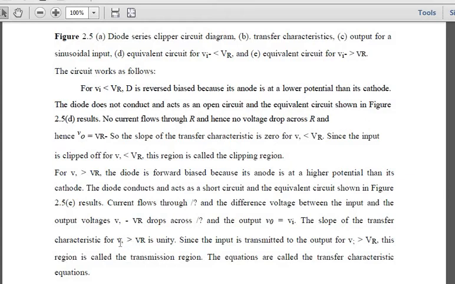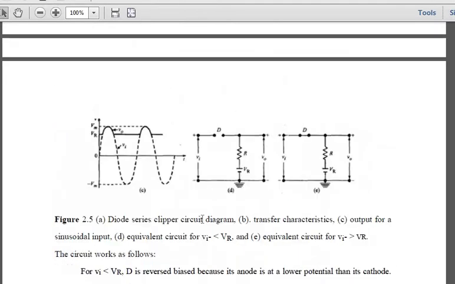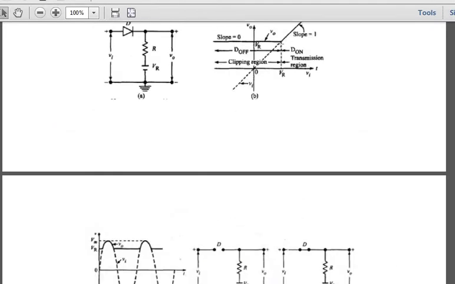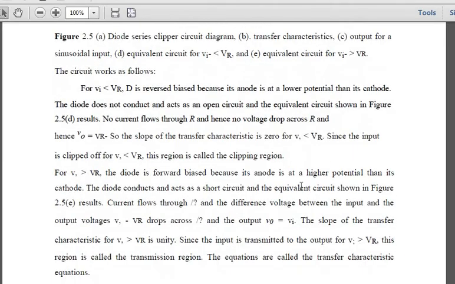Please keep in mind, this is Vi. This is the input voltage. So for Vi greater than your reference voltage, the slope is 1. That is called unity. See here the reference voltage transfer characteristics. Here you will have the D on, your diode is in the on condition. So this particular region is called your transmission region, and the slope is equal to 1. That is nothing but unity.